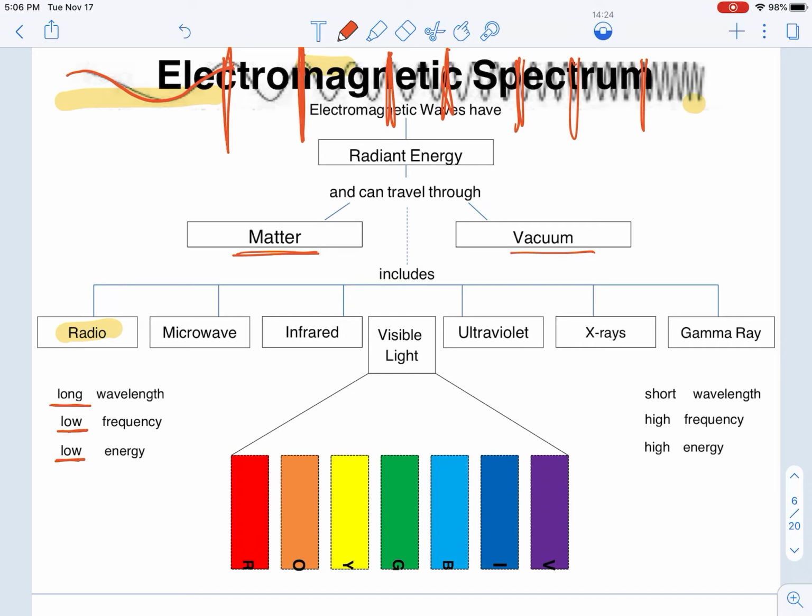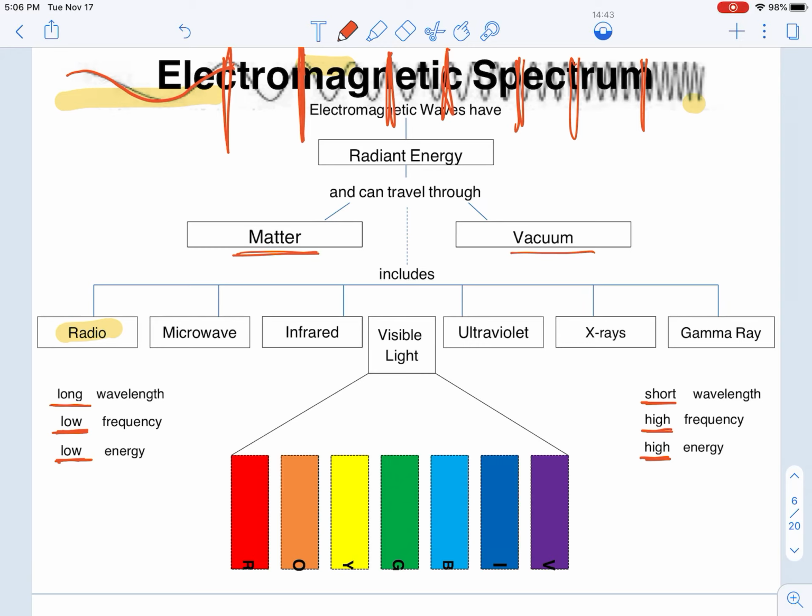So the longest wavelengths are going to be over here on the far left-hand side. This will correspond with the lowest frequency. And again, frequency and energy are going to have the same types of descriptive answers here. As we look at the right-hand side, we have the shortest wavelengths, highest frequency and highest energy.